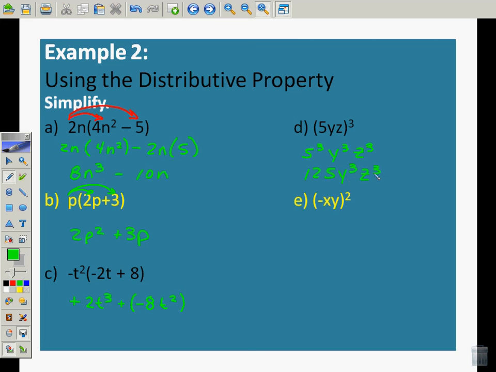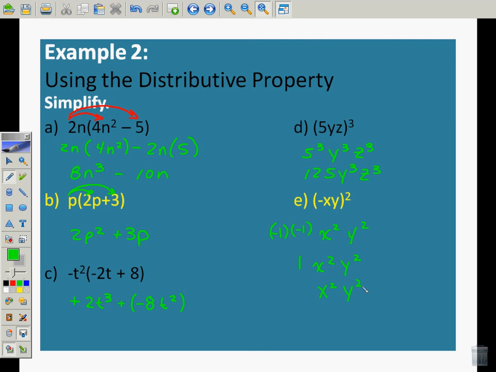Down here, because we're squaring a negative, it's going to be positive x squared, y squared, because we've really got negative 1 times negative 1, which we know is a positive 1, x squared, y squared, which can be written as x squared, y squared.